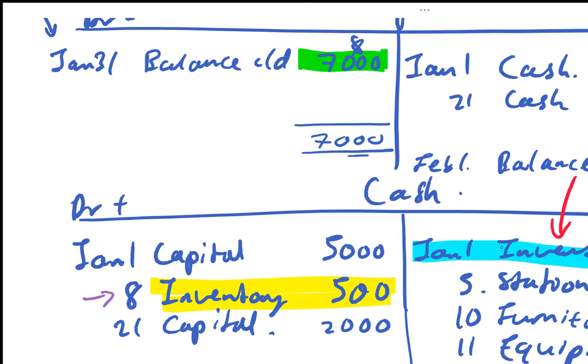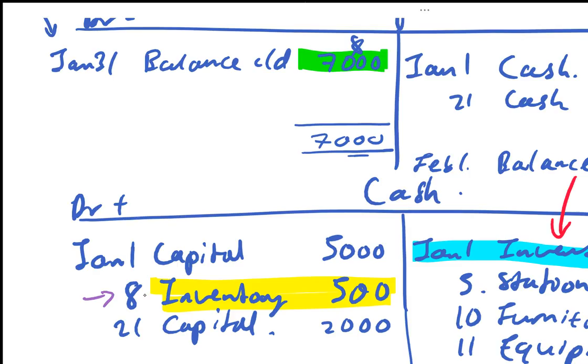Okay, what do you call this 5850? 5850 therefore is known as the balance carried down. Right, carried down, CD, carried down. So then you carry down to next month, which is February the 1st.